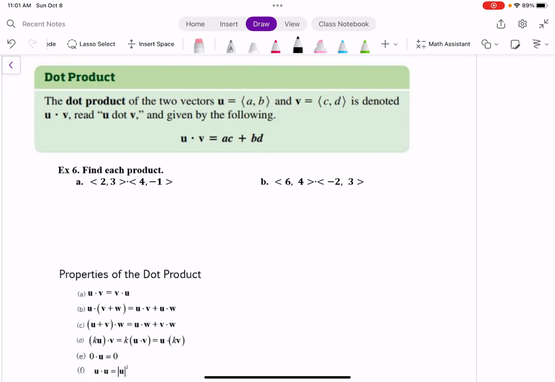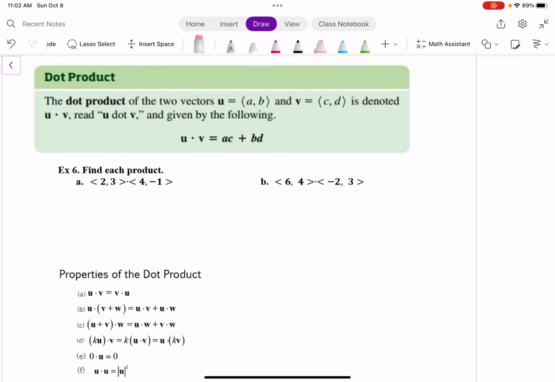So let's see, dot product. The dot product of two vectors, u equals (a, b) and v equals (c, d), is denoted as u dot v, and given by the following: u dot v equals a times c plus b times d. You use the horizontal components to do the multiplication, plus the multiplication between b and d. And the solution must be a real number because a times c plus b times d is a number.